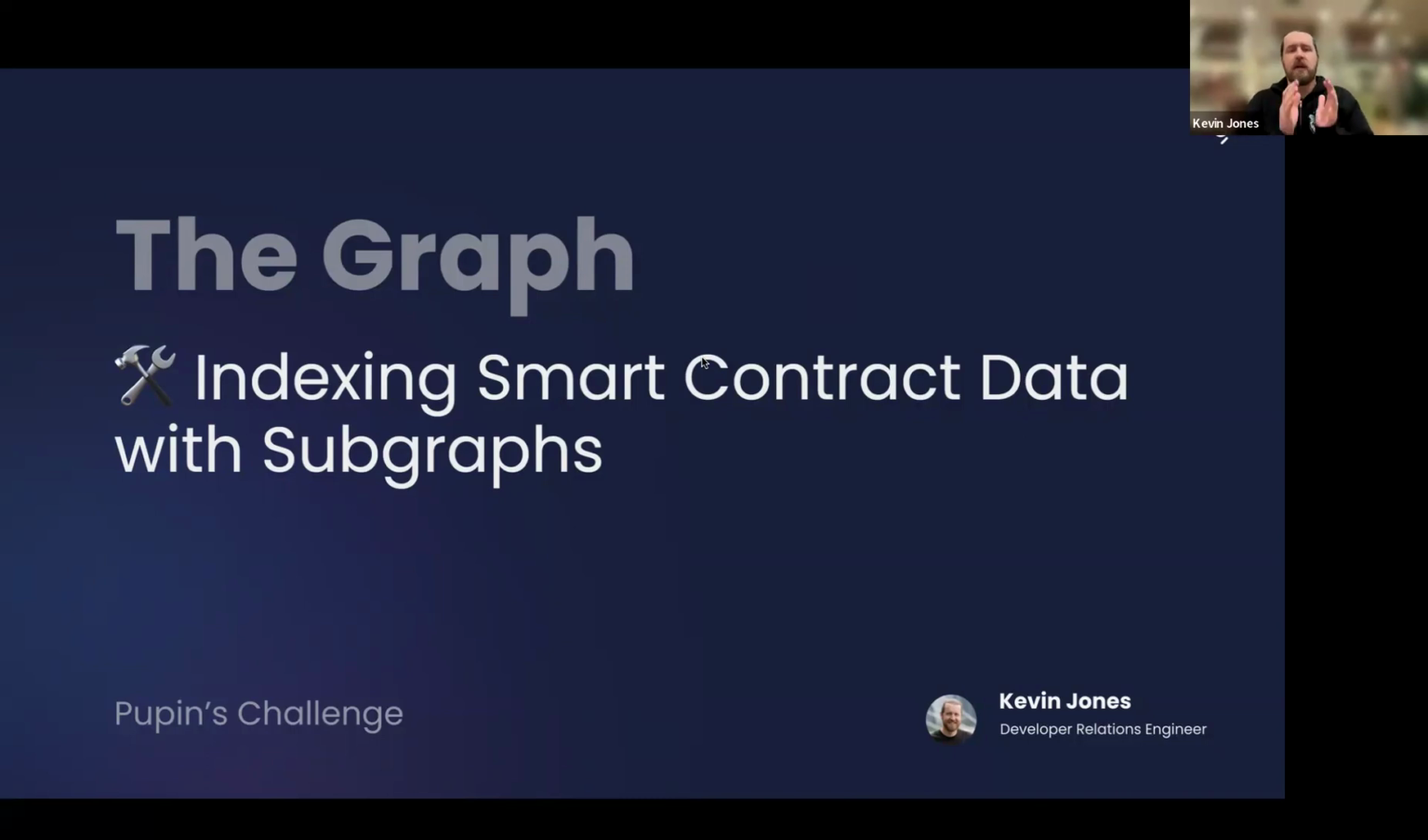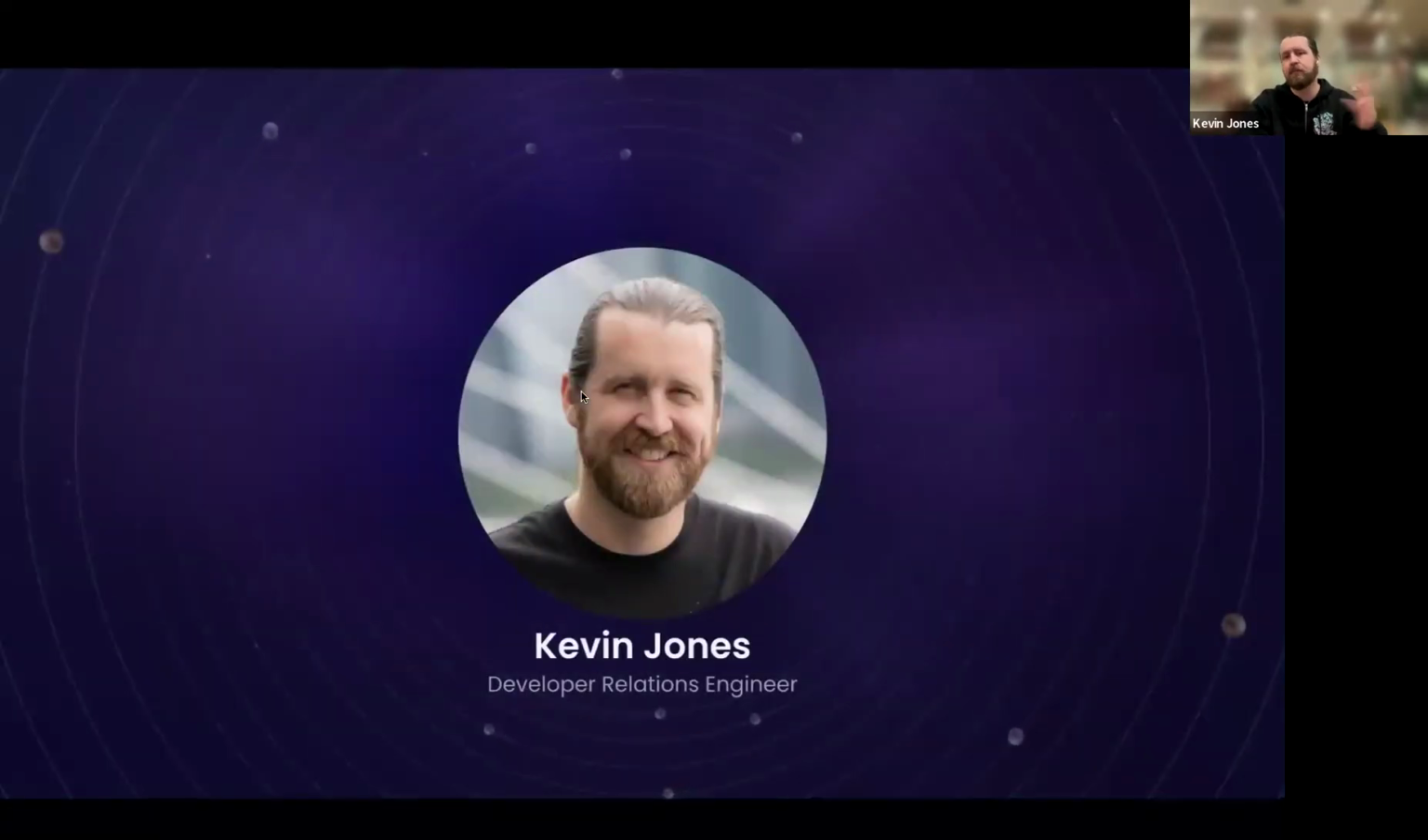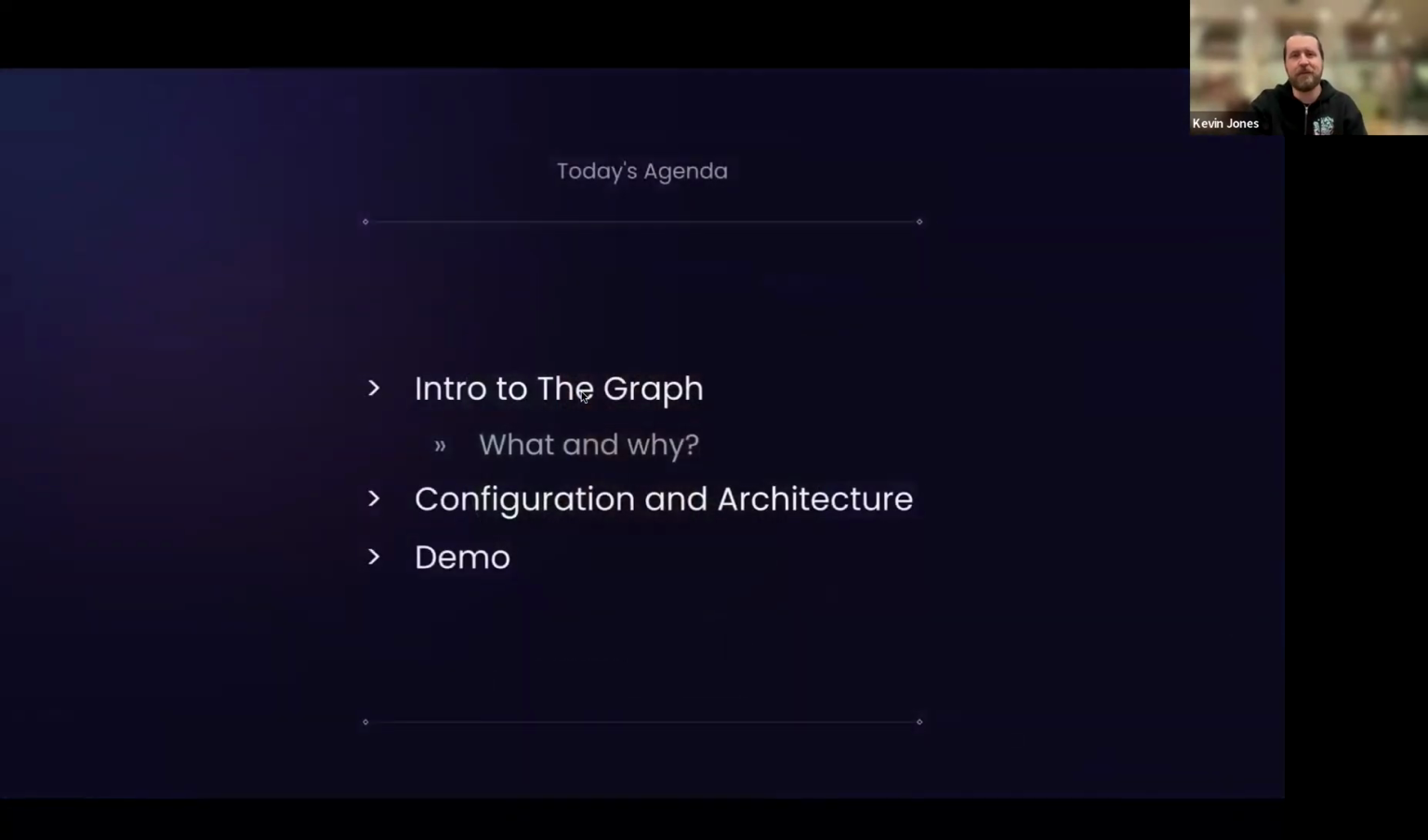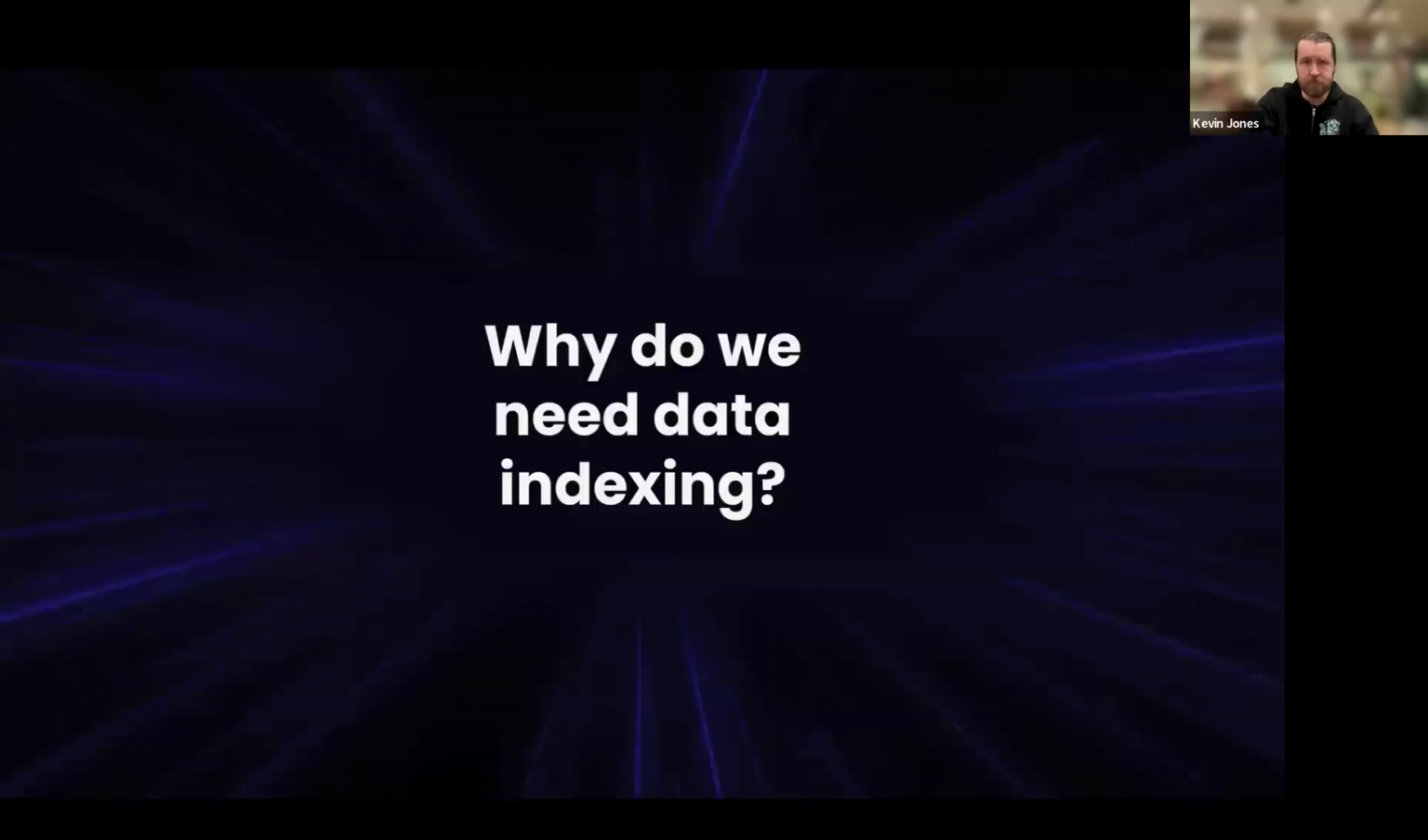Okay. So again, the graph was created for this very niche problem, particularly when building a dApp, or a decentralized application. My name is Kevin. You guys know me already if you've seen these already. So we're going to talk about what the graph is and why you need it. We're going to talk about how to configure it and what the architecture looks like. And then we're going to try to run through a demo. We'll probably try to do all the steps for the workshop and then go from there.